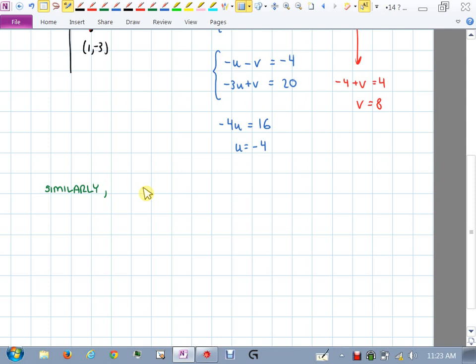Where is it? Hold on, I've lost my own work. Okay, there it is. Okay, (1, 5) went to (-4, 8). And then (3, 1)... (3, -1) will go to (4, 8).